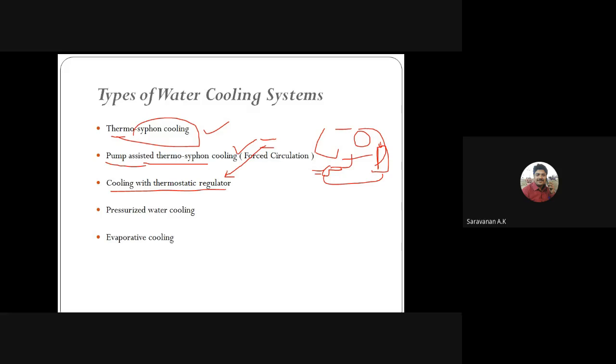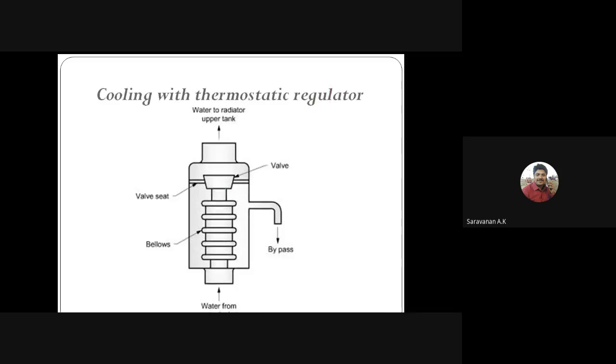In this diagram you can see the cooling with the thermostatic regulator. In this case, in the pump circulation method, the operation of the pump is governed by starting and stopping the engine. When the engine starts and when the engine stops, the pump will automatically run and stop, depending upon the engine condition. So this is one type.